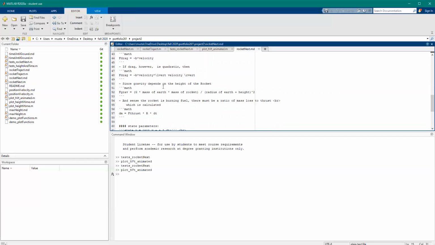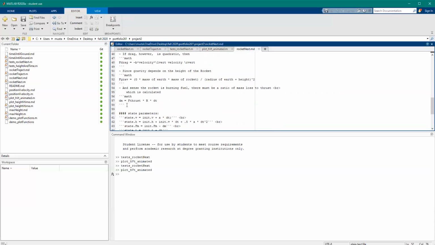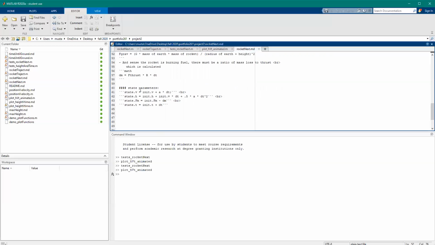And since gravity depends on the height of the rocket, this becomes the next equation that you just have to solve for to get your gravity, or whichever you want to do. You can use simple algebra. And then since the rocket is burning fuel, there must be a ratio of mass lost to thrust, which is calculated by the change in mass equals the force of thrust times the ratio of fuel burn to impulse times the change in time. And these are the state parameters. These are just some more of the equations we needed to make sure we get the right next velocity, height, mass, and time.